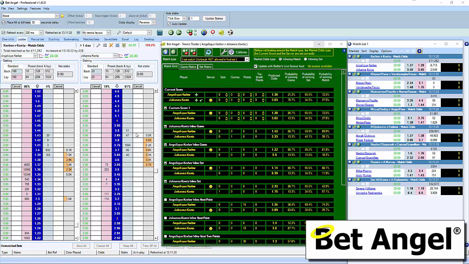So we're looking at a tennis match here. This is the Australian Open Women's Semi-Final. What I'm going to do in this video is show you how you would use BetAngel to set up potential entry and exit points during the match. That's what we're going to do in this video.